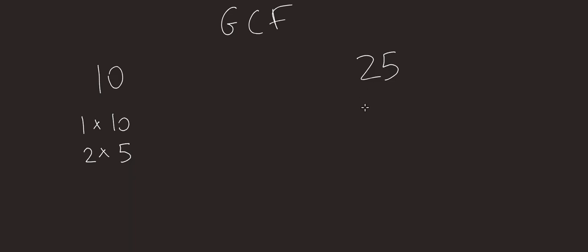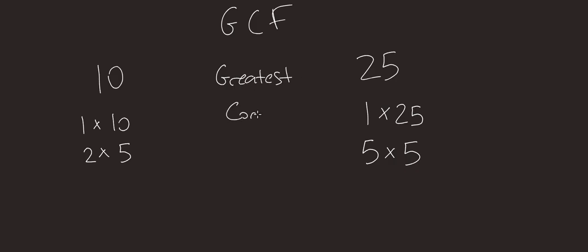And if we try 25, we could do 1 and 25. 2 would not work. 3 would not work. 4 would not work. 5 would work. The greatest common factor is going to be, like the name implies, greatest. So it's the biggest number you can find among the common factors of, in this case, 10 and 25.